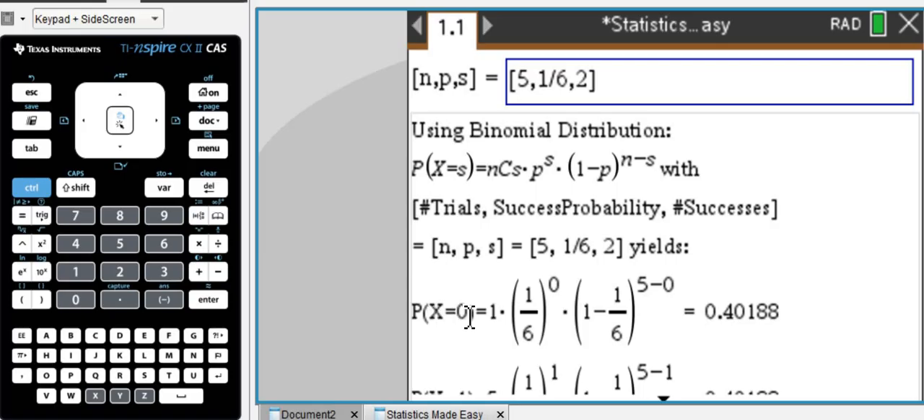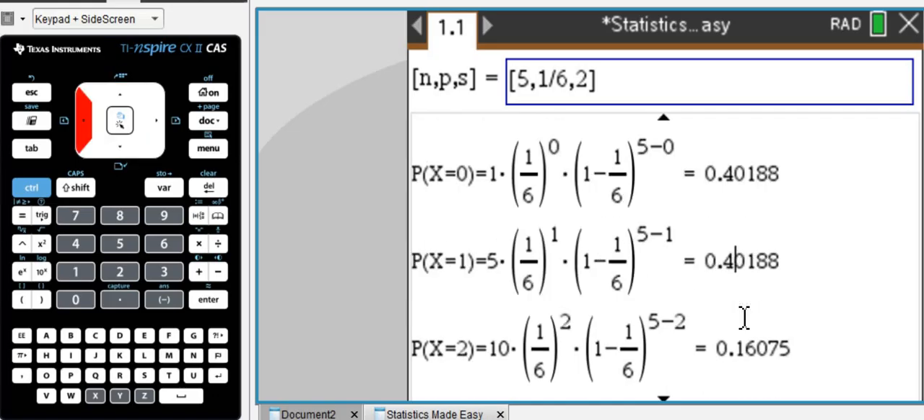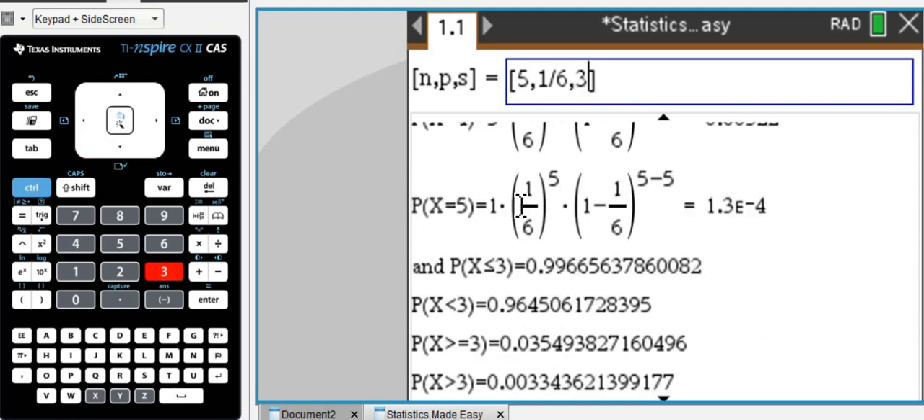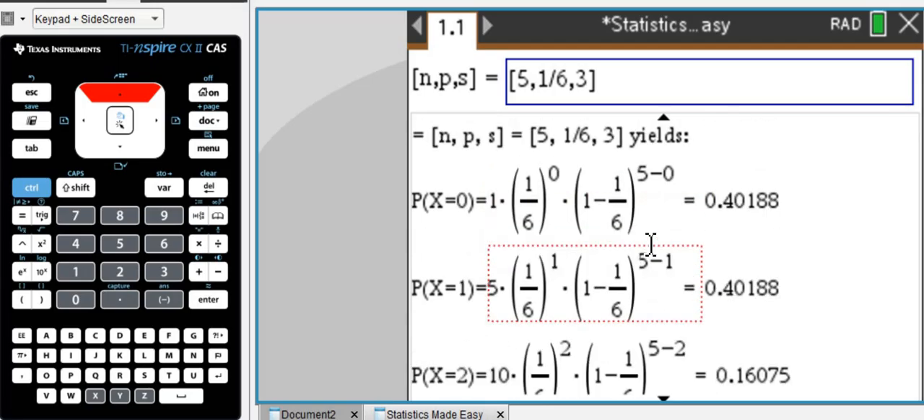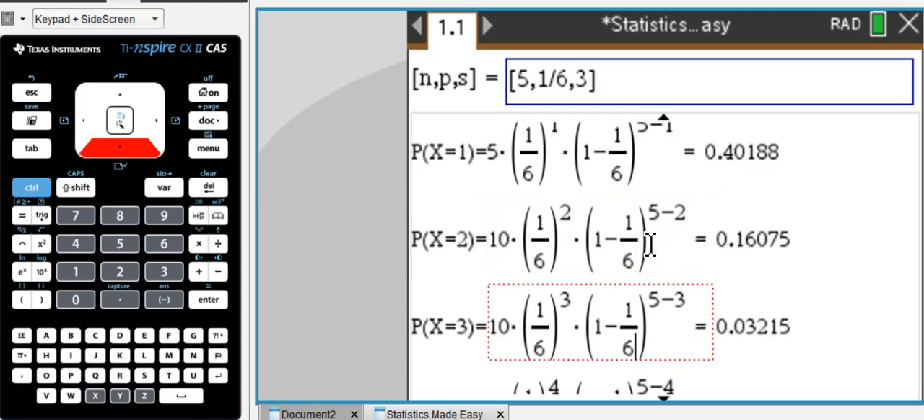What's the probability of having 0 successes? 40%. Chance of 1 success, 40%. Chance of 2 successes. And if you change your parameters here, you immediately get the new distribution table. Pretty in print, perfect for you.